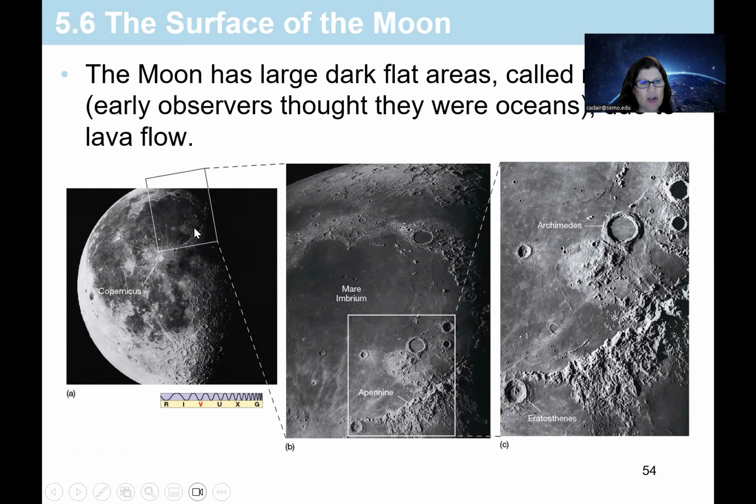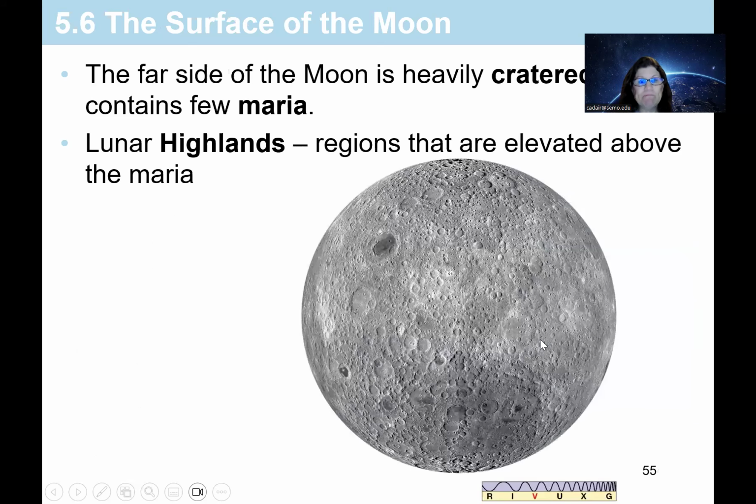So here is a picture of the Earth. And if we zoom in here, this is a mare, maria. And then if we zoom in again, we have some of these impact craters that we can see. The far side of the moon is heavily cratered with very few maria. The lunar highlands is here. It's a region that's sort of elevated above the maria. The Artemis team flew behind the moon and were able to see the backside of the moon in 2026. There you go.